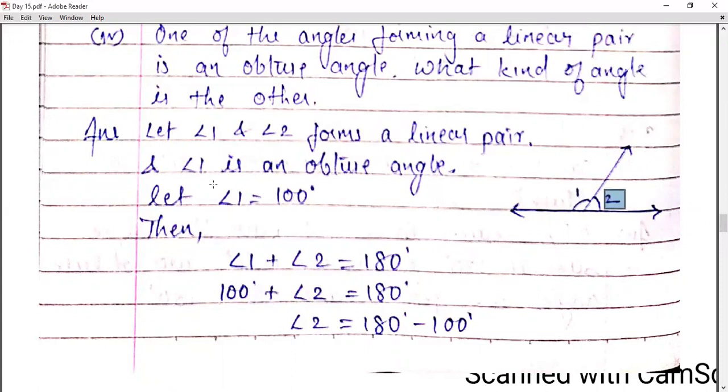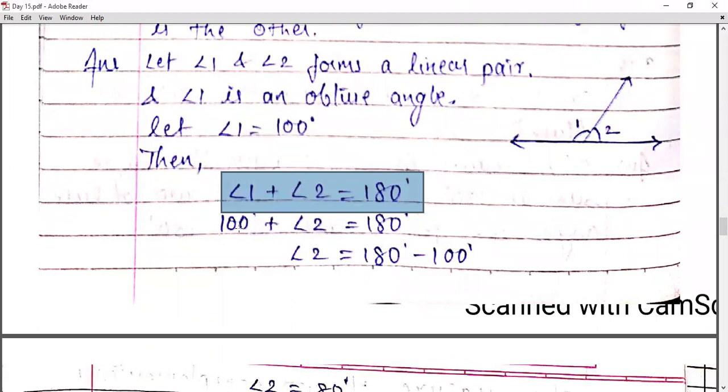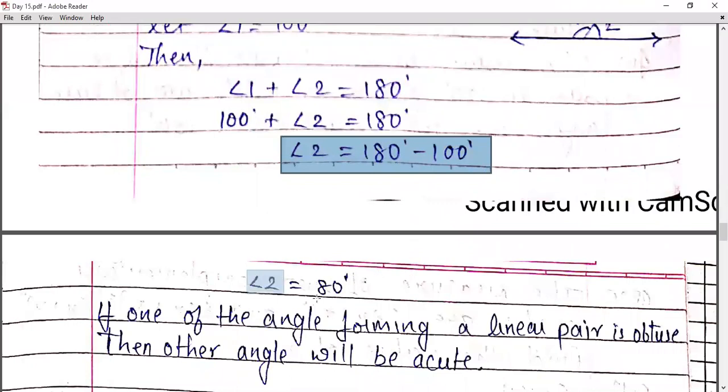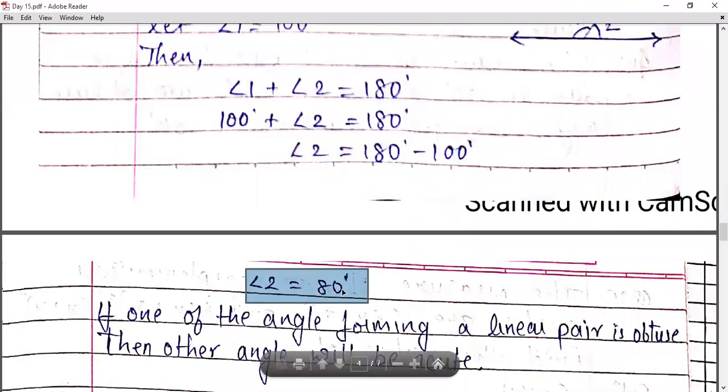I have taken, let angle 1 is equal to 100 degrees. It is an obtuse angle. Substituting the value of angle 1 in angle 1 plus angle 2 is equal to 180 degrees. Angle 1 I have taken as 100 degrees. Transferring 100 to the other side, I will have angle 2 is equal to 180 minus 100. Angle 2 will be 80.